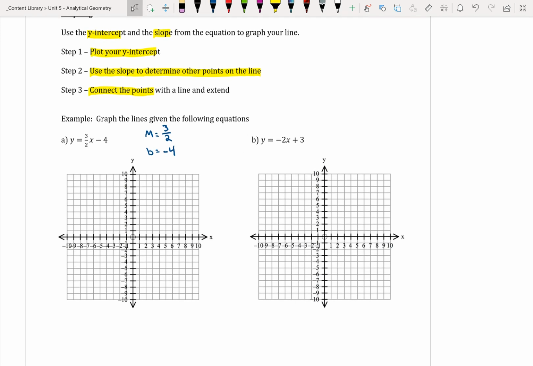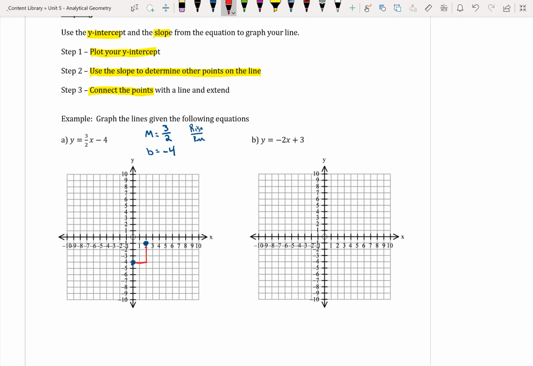So now that I have a point and my slope, I can graph my line. I need to plot my y-intercept, which is negative 4, so that means it's going to be on the y-axis, or this vertical line. And so I'm going to go down to negative 4, and there's my point. Now I'm going to use my slope, or again, rise over run, and I'm going to use that to help me find other points. So my run is positive 2, so I'm going to go positive 2 to the right, and then I'm going to go up 3, and that's going to lead me to my new point.